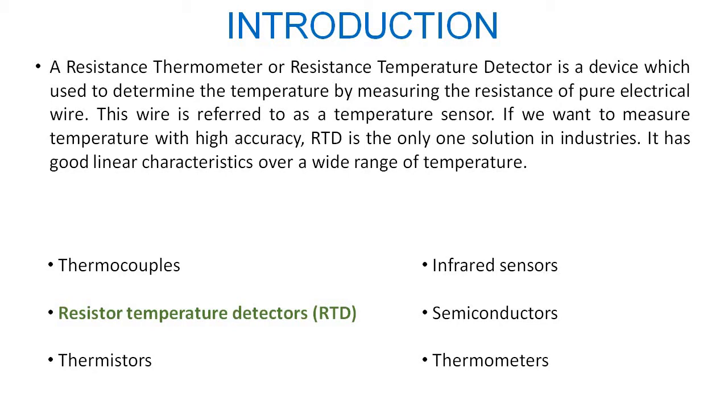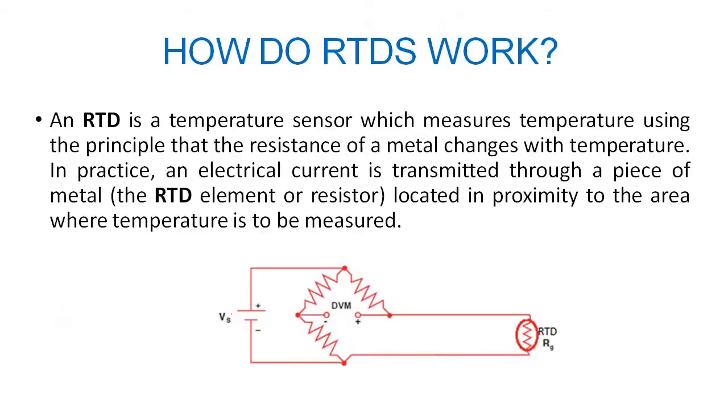Means if you want to measure the temperature of the liquids, then one terminal of the RTD must be immersed in that. So whatever the change in temperature, that will be caught by the leads of the RTD. If you want to measure the temperature with high accuracy, RTD is the only solution in industry. It has good linear characteristics over a wide range of temperature. Means if the temperature is increased, the resistance value will increase.